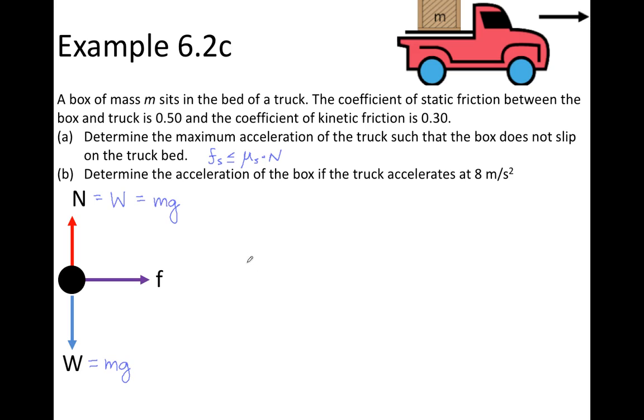So we'll start off with the net force equation. The net force is going to equal ma. And here we're going to be focusing on x direction forces. There's only one x direction force. It's the force of static friction. And this will have to equal ma. So in order for the box to not slip, the inequality for static friction cannot be violated.